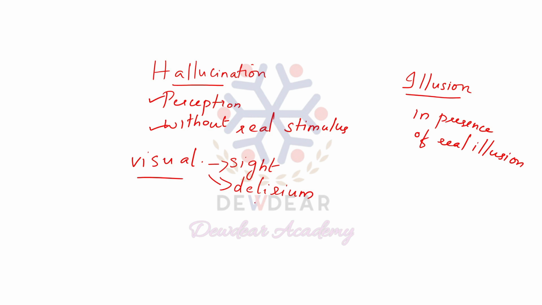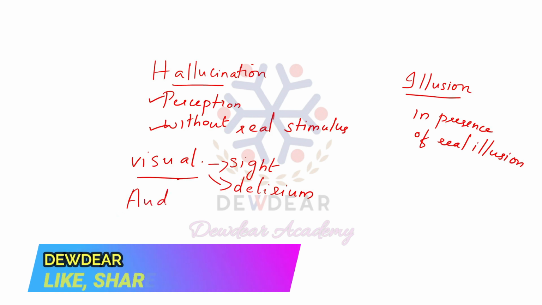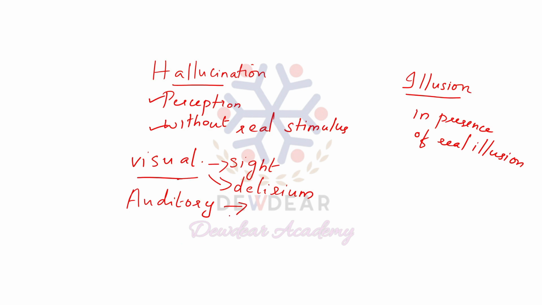Seeing a person who is not present is an example of visual hallucination, mainly found in delirium. Next is auditory hallucination. Here, the patient perceives sound without any auditory stimulus. The exact sound is not present, but the patient perceives some kind of sound. It is the commonest type of hallucination.